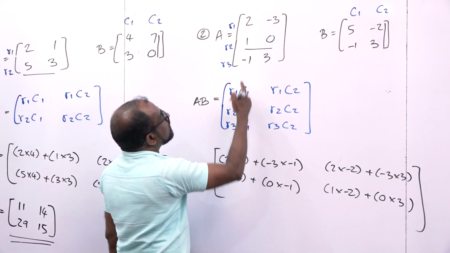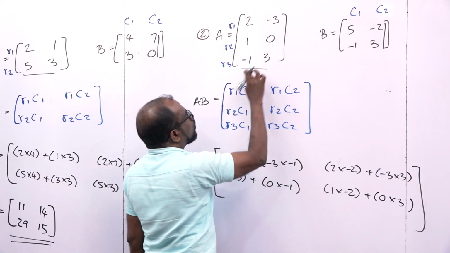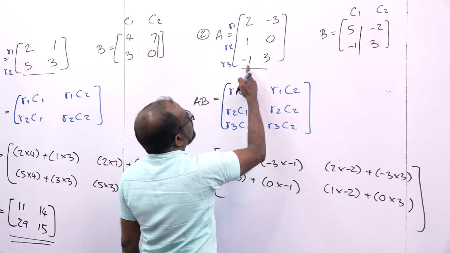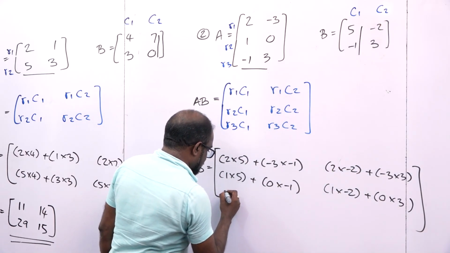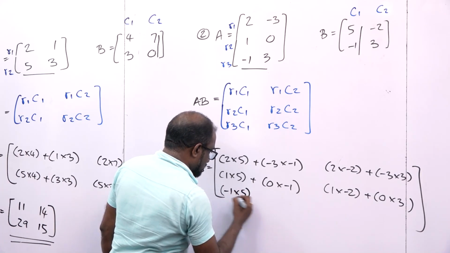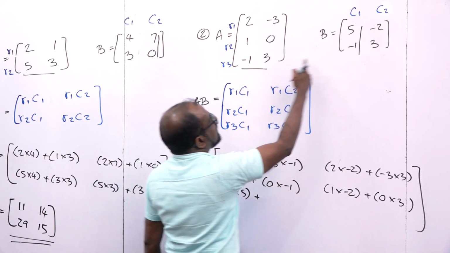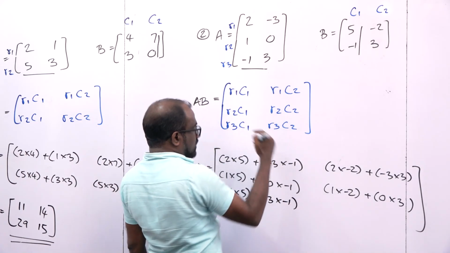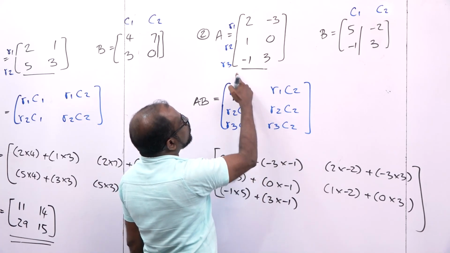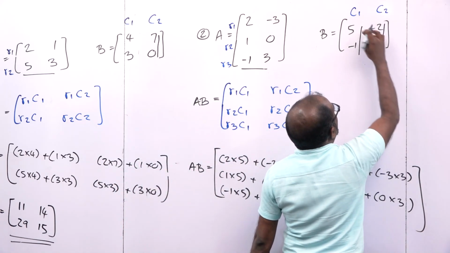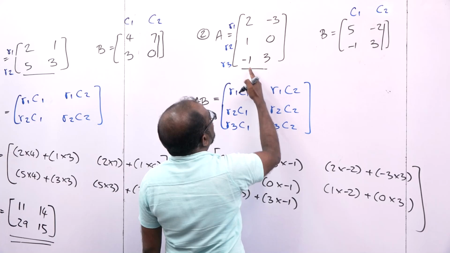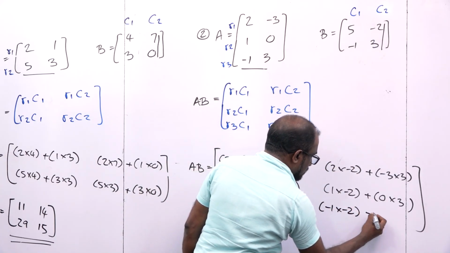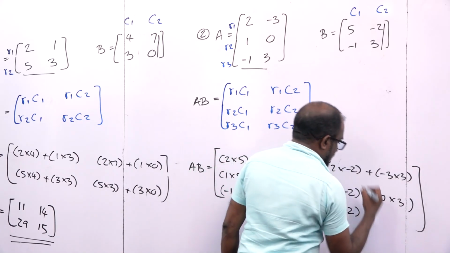Next one, row 3, column 1. Third row with first column. Multiply: minus 1 times 5 plus 3 times minus 1. Then next one, row 3, column 2. Third row with second column. We'll multiply: minus 1 times minus 2 plus 3 times 3.